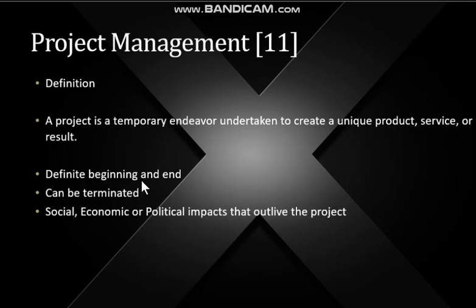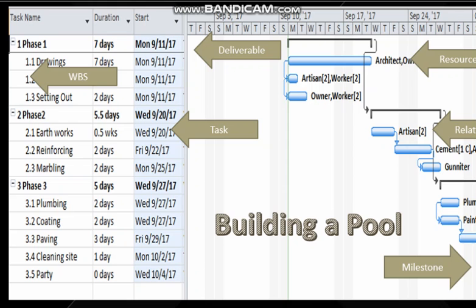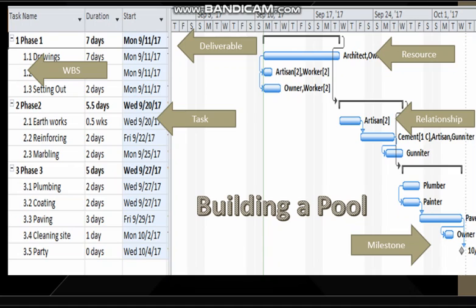Knowing that it has a definite beginning and an end, it can be terminated, and there are social, economic, or political impacts that outlive the project. We then looked at a PMIS, that being a project management information system, where we examined certain items, and that included the deliverable, the WBS, which stands for work breakdown structure, the tasks underneath those deliverables. The combination of the deliverables and the tasks account for our work breakdown structure. We looked at resources, relationships between tasks, and the final milestone, which is the final deliverable.